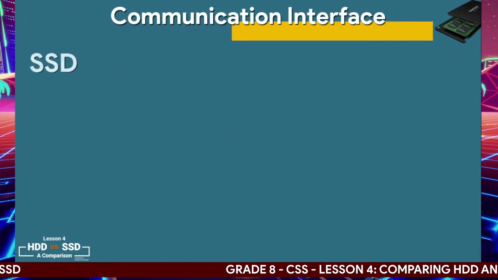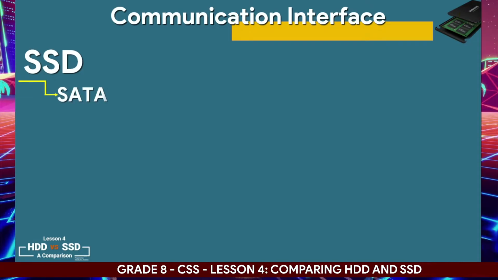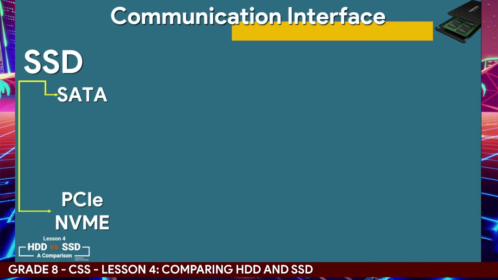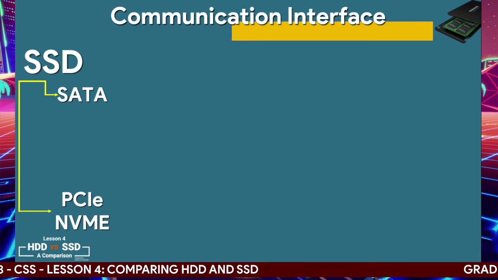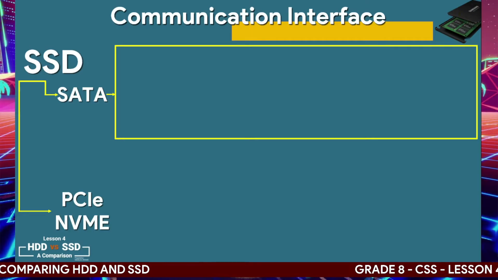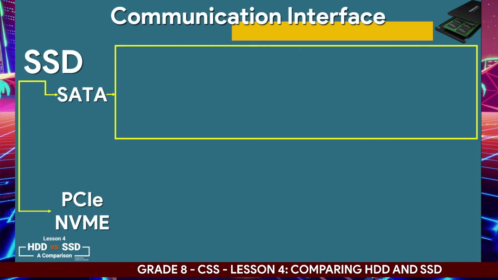SSD provides two types of communication interface. 1. The SATA, and 2. The PCIe NVMe. The SATA interface is more affordable, commonly found, and offers good performance for common applications. Let's take a look at the different communication interfaces of SATA SSD.